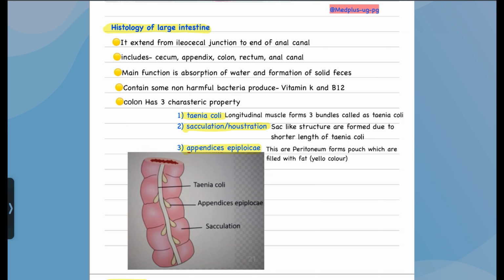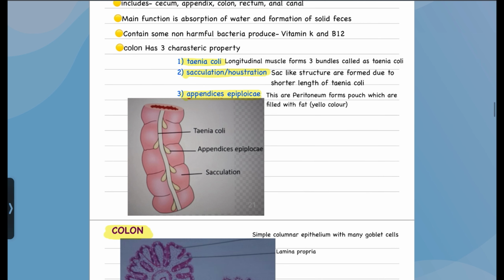Appendices epiploicae are nothing but peritoneum which forms a pouch inside which fat is filled. So they appear as a yellow colored structure. If you have seen on dissection, the yellow colored substance over the large intestine or the colon. These are the most important peculiar points: tinea coli, sacculations or haustrations, and appendices epiploicae.